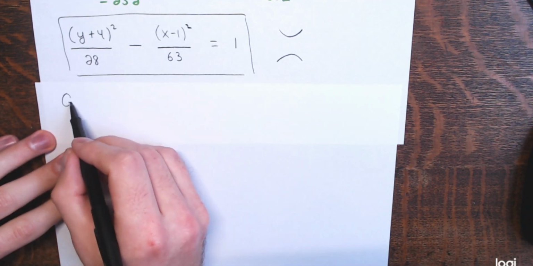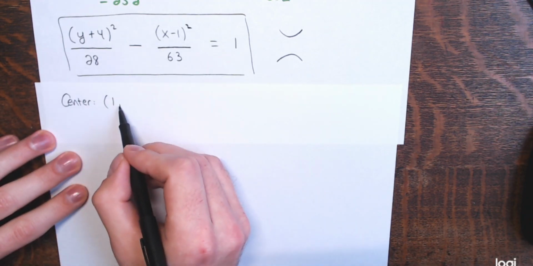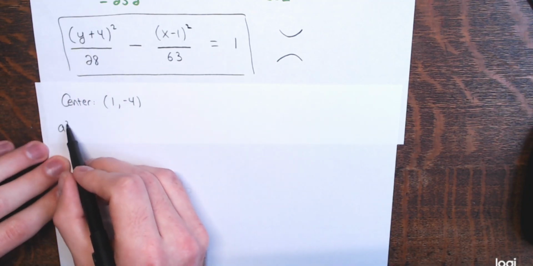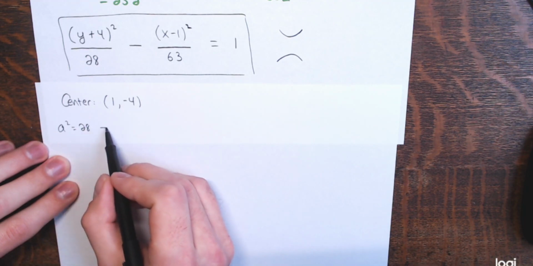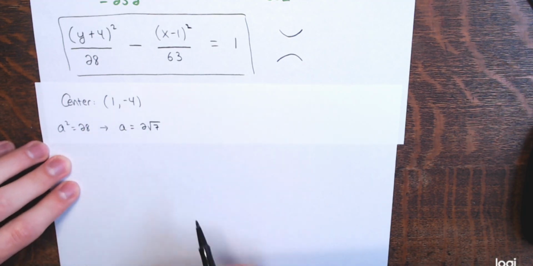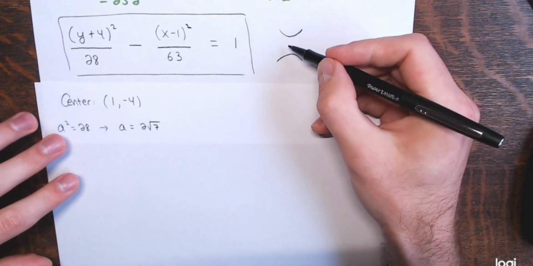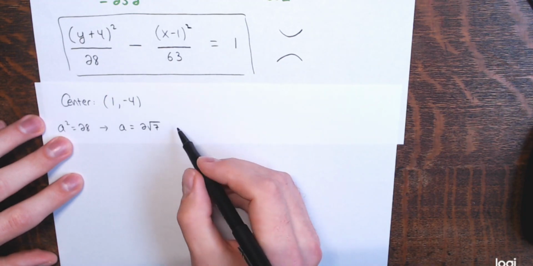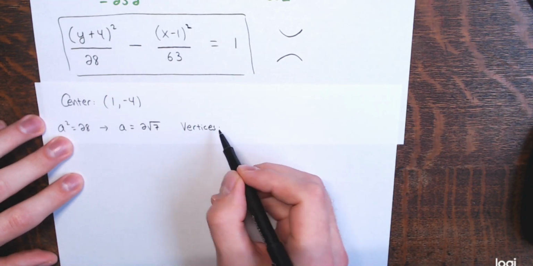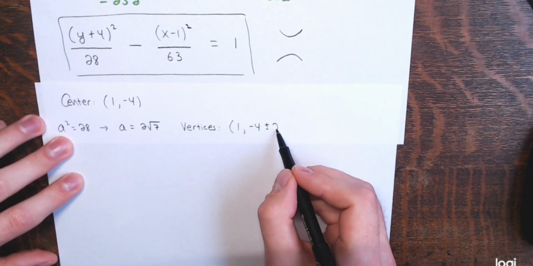All right, so the center, 1 for the x coordinate, -4 for the y coordinate. The value of a squared is 28. So the value of a is 2 root 7, right? The square root of 28, or the square root of 4 times the square root of 7. And once again, this is being added to the y coordinate of the center to get to the vertices. Right, the vertices then would be 1 and then -4 plus or minus 2 square root of 7.